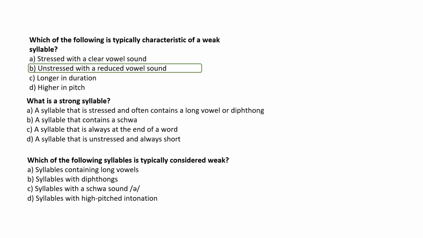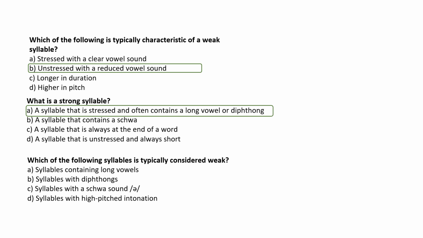What is a strong syllable? A, a syllable that is stressed and often contains a long vowel or diphthong. B, a syllable that contains a schwa. C, a syllable that is always at the end of a word. D, a syllable that is unstressed and always short. The correct answer is a syllable that is stressed and often contains a long vowel or diphthong.